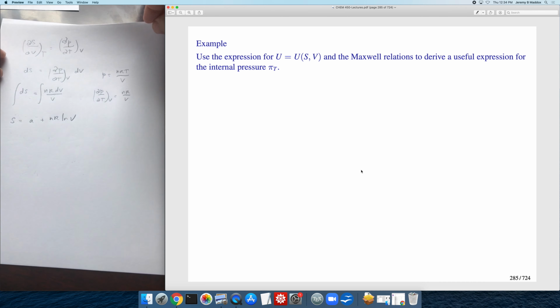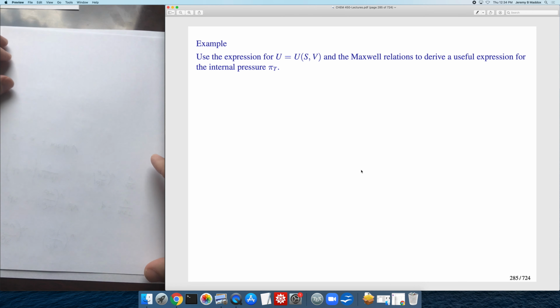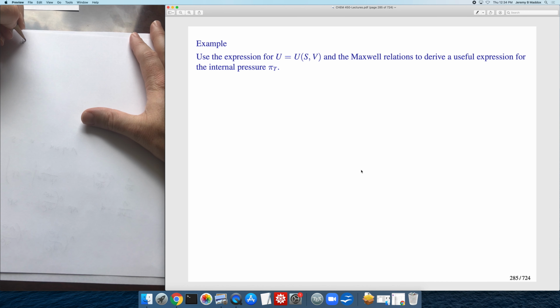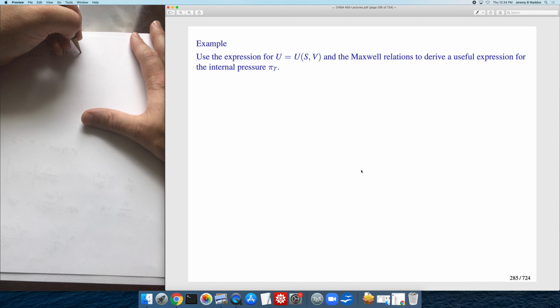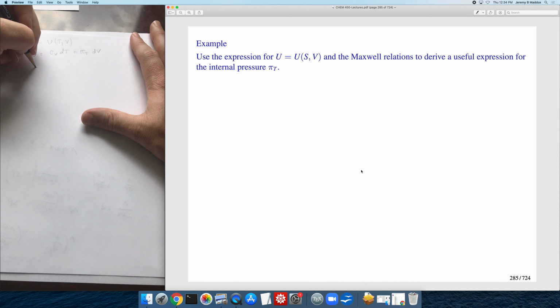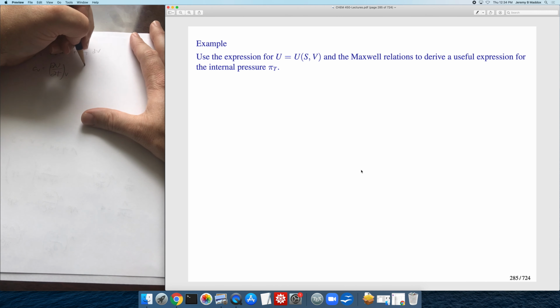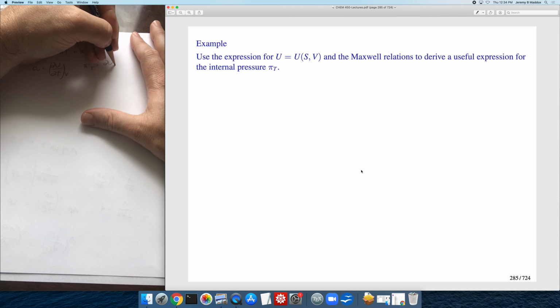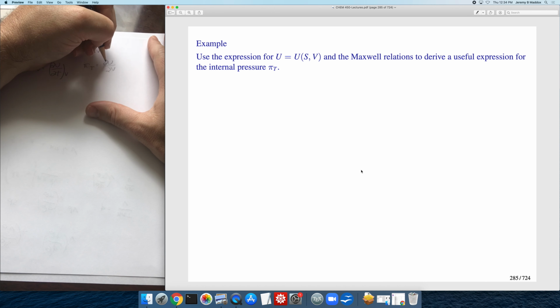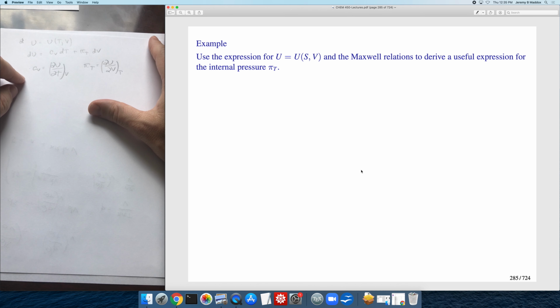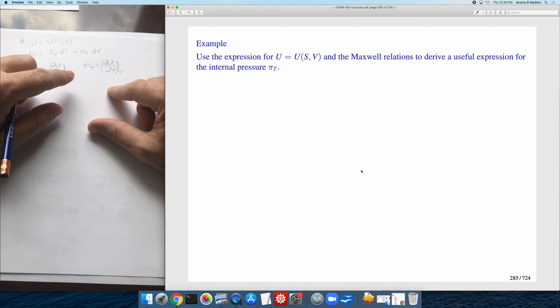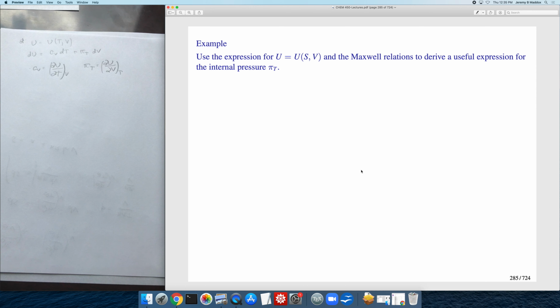Here's another fun one. Recall from our previous discussions that if we think of U as a function of T and V, so these are not the natural variables for the internal energy, but we can still do this, dU was equal to C_V dT plus this internal pressure dV, where C_V has the definition partial of U with respect to temperature at constant volume. So that's the isochoric heat capacity. And the internal pressure is the derivative of the internal energy with respect to the volume at constant temperature. We're being asked to use the Maxwell equations to derive an expression for the internal pressure.